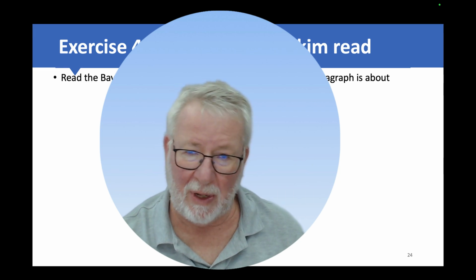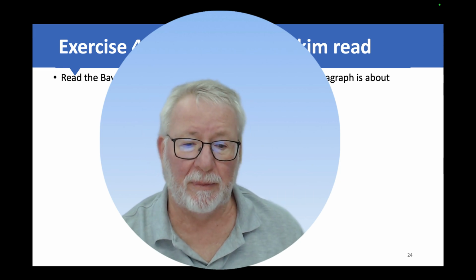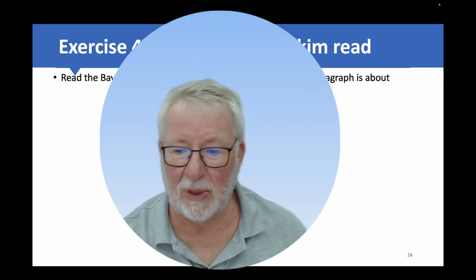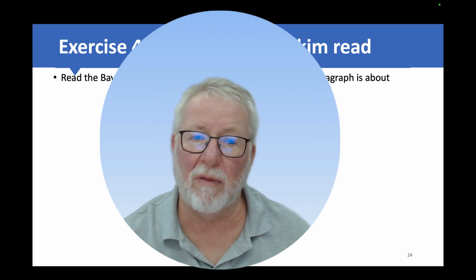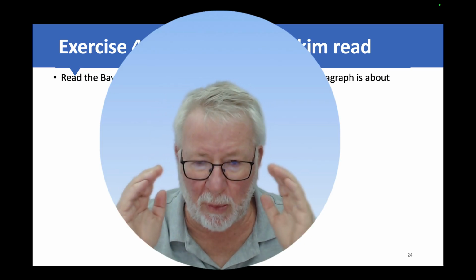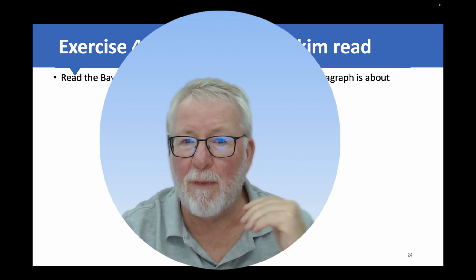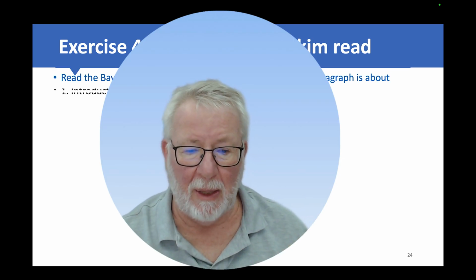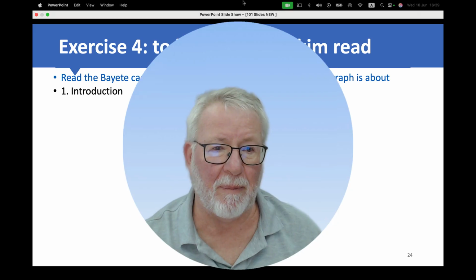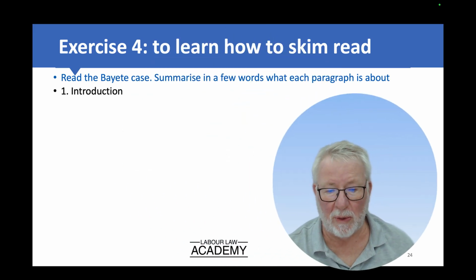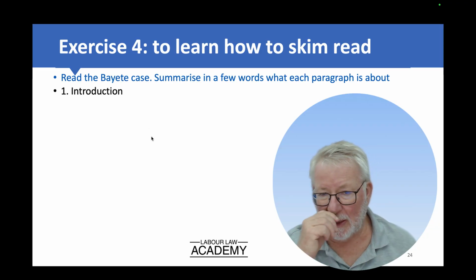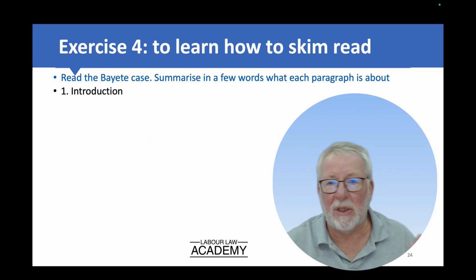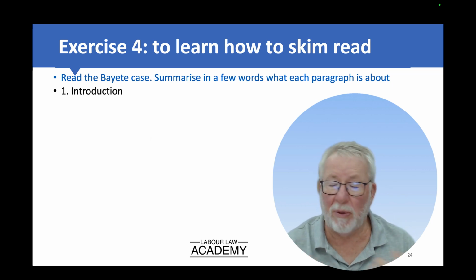Read the Bayete case. We've read it a few times. I hope you have. I did read a lot of it with you, so in a sense, I'm recovering or going over what I have covered, but I'm doing it from the point of view of now learning a further skill. We take the Bayete case and we say, okay, exercise 4 is what I'm talking about. Read the case, summarize what each paragraph is about, 1, 2, 3, etc. What is 1 about? I would help you by saying, well, it's just the introduction. Something like that would be perfectly fine.